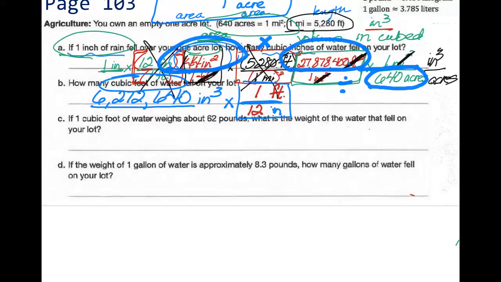But we need to cube that so we can get rid of our cubic inches. So we're not only cubing the inches themselves, we also have to cube the amount, which is 12. So what is 12 to the third power? Which is 12 times 12 times 12. Because you can't just do it with the units. What is it?